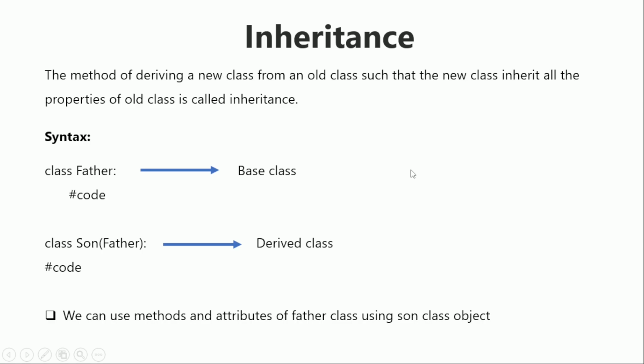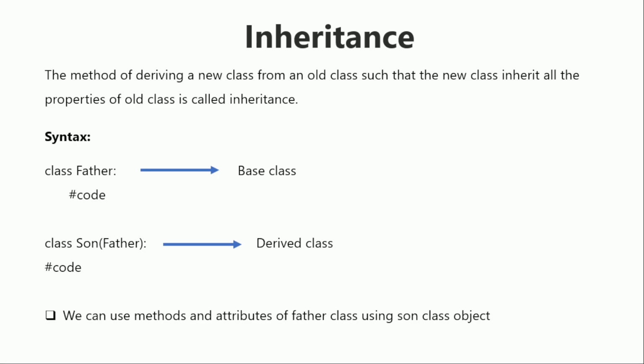Today, let us start with one more fundamental concept of OOPS, which is known as inheritance. Inheritance is a method of deriving a new class from its old class such that the new class inherits all the properties and characteristics of the old class. So, this is called inheritance.